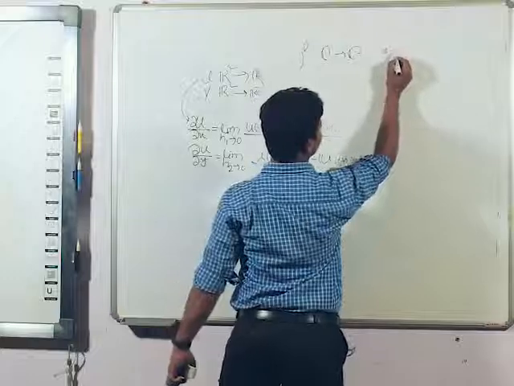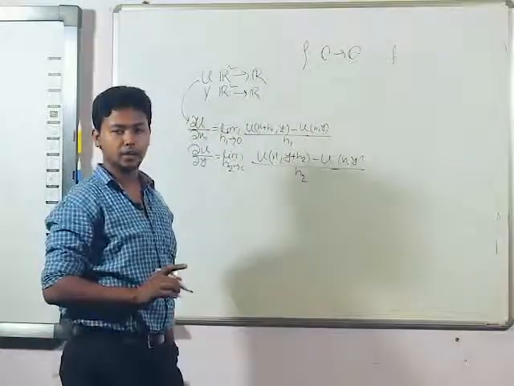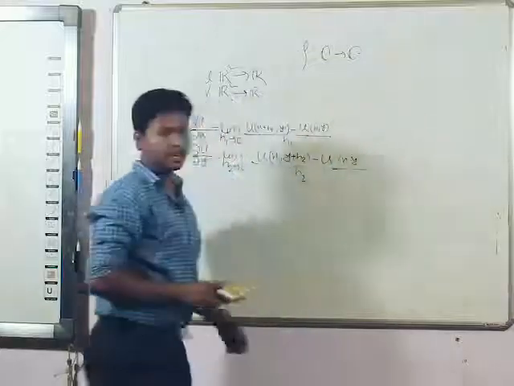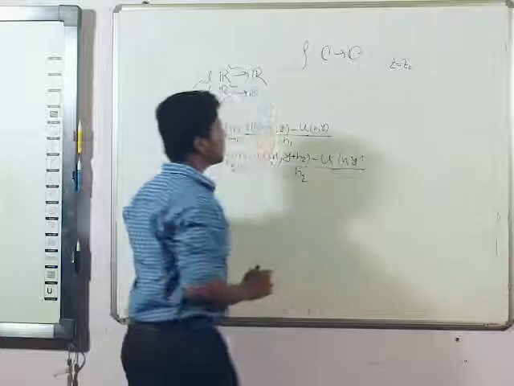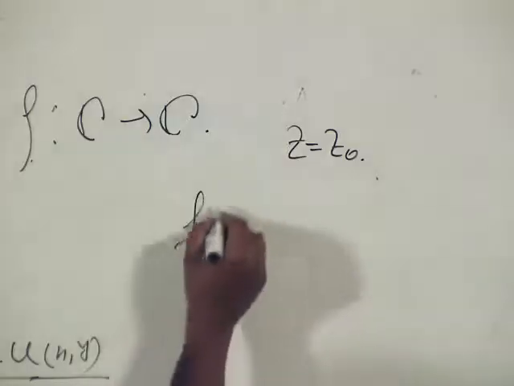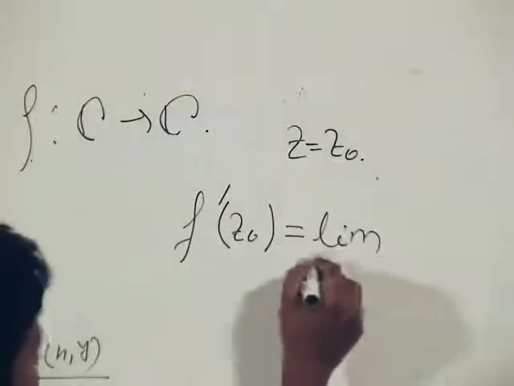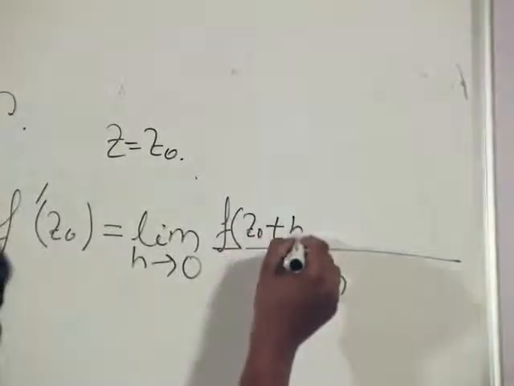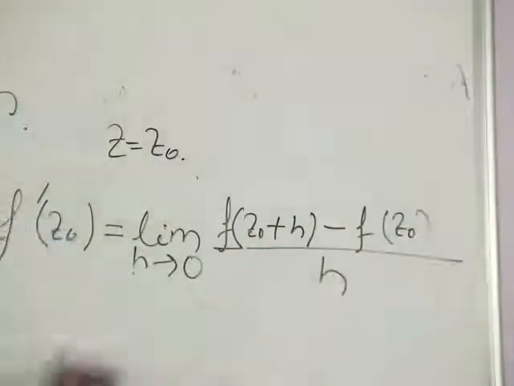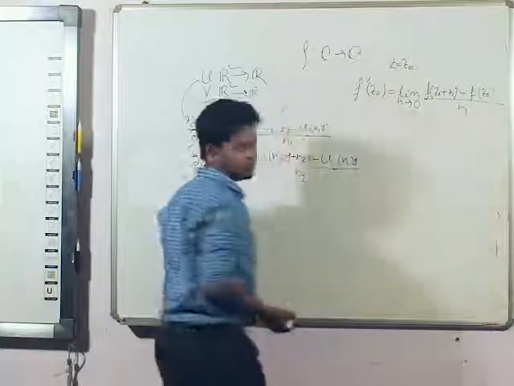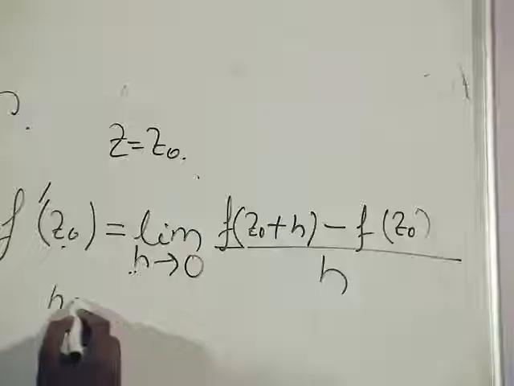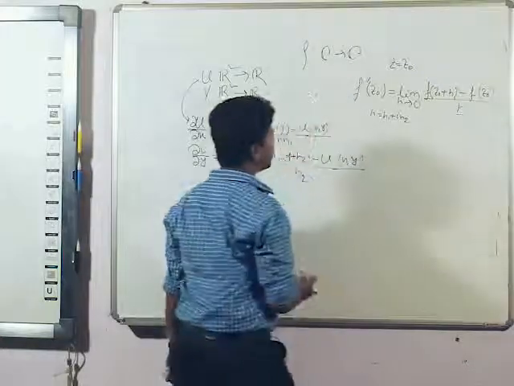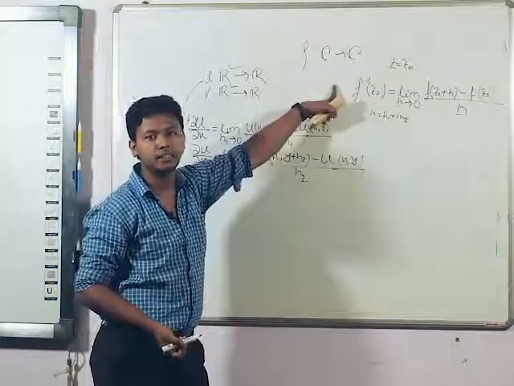Let the function f be differentiable at a point z equals z0. If f is differentiable at z equals z0, then by definition f dash z0 equals the limit as h tends to 0 of f(z0 plus h) minus f(z0), divided by h. Here h is a complex number, because z0 is a complex number, and if we consider h to be h1 plus i h2, then it is a complex number.